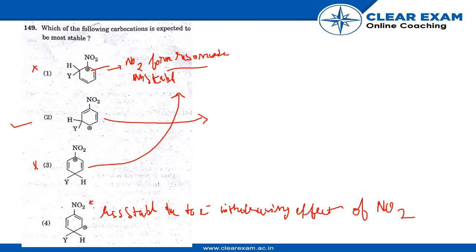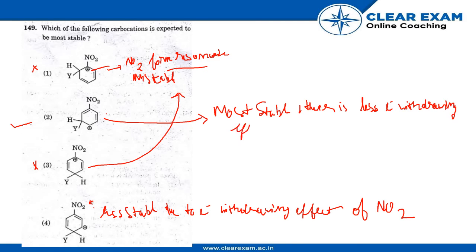And when we come to the second option, it is most stable because there is less electron withdrawing effect of NO2 in this case. Therefore, the correct option is option 2.